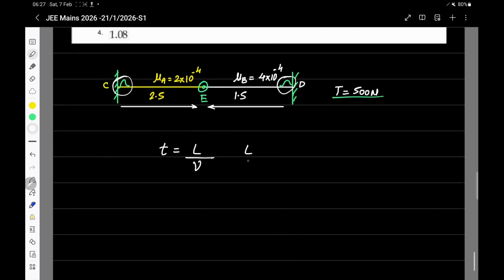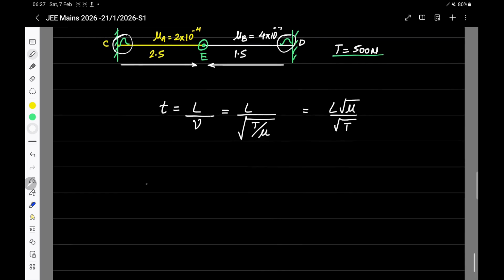So the length of the rod is L as it is, but we know that speed of waves on a stretched string is root T by mu. So therefore this will become L root mu divided by root T. This is the time. If I consider t1, the first wave pulse is traveling the length LA in rod A, so t1 is LA root mu A divided by root T. Similarly, t2 will be LB root mu B divided by root T, right?